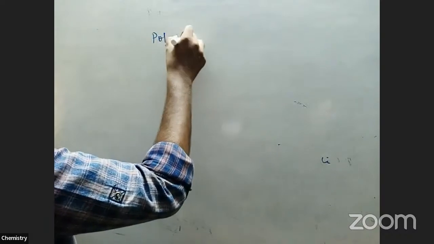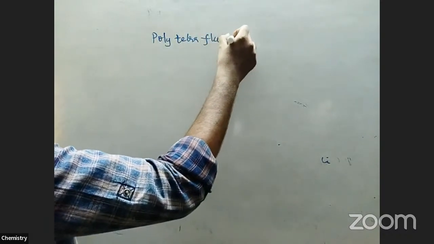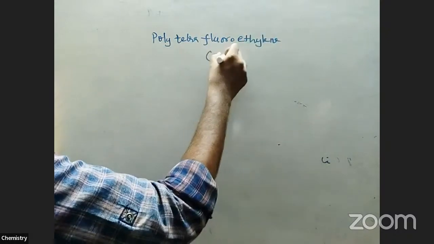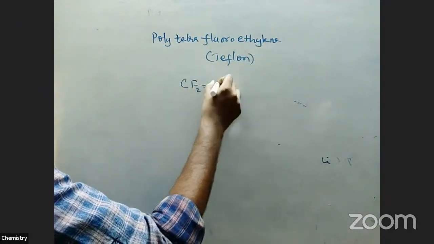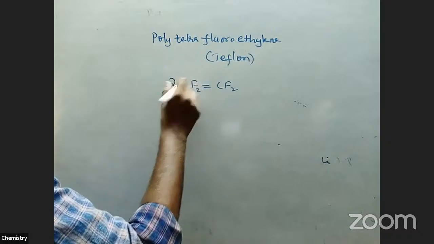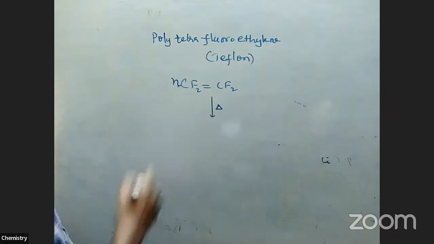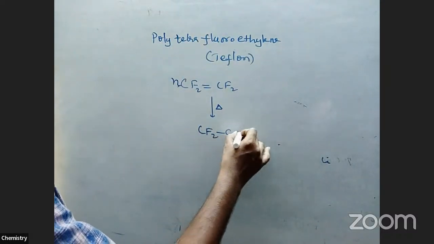Next is polytetrafluoroethylene, also called Teflon. N number of tetrafluoroethylene molecules involved in the polymerization process give us Teflon.